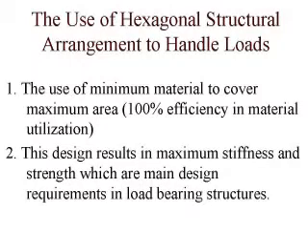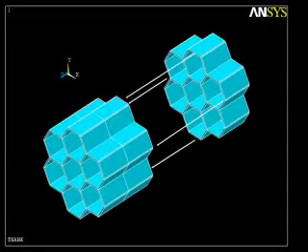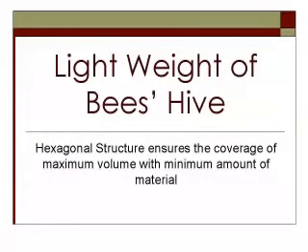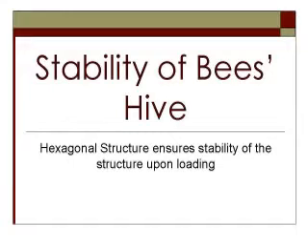So, we see that the hexagonal structure, it satisfies all of the main requirements for a structure. Firstly, that it has a light weight, because the hexagonal structure ensures the coverage of maximum volume with minimum amount of material, which ensures minimum weight for the structure, and of course minimization of self-loading. Also, the stability of beehives. The hexagonal structure ensures stability of the structure upon loading.